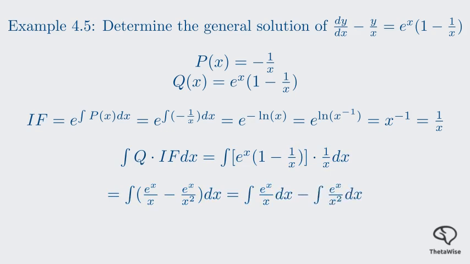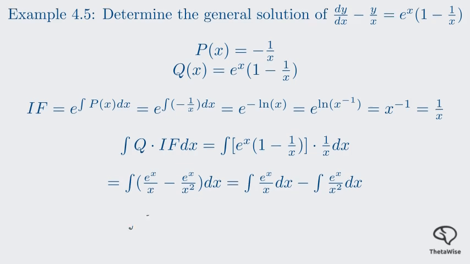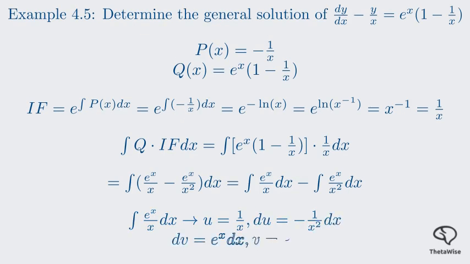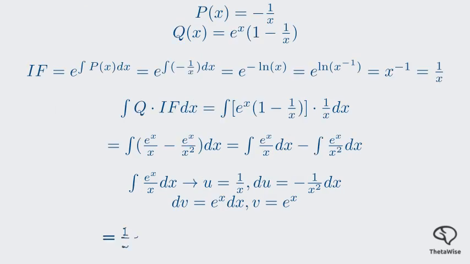Now, here's the trick. The text says to use integration by parts for the first integral only. We'll apply integration by parts to the integral of e to the x over x. Let u be 1/x, so du is negative 1 over x squared dx. Let dv be e to the x dx, so v is e to the x. Plugging into uv minus the integral of v du, we get 1/x times e to the x, minus the integral of e to the x times negative 1 over x squared dx. The two negative signs cancel, giving us e to the x over x plus the integral of e to the x over x squared dx.